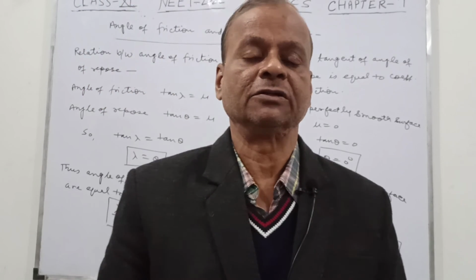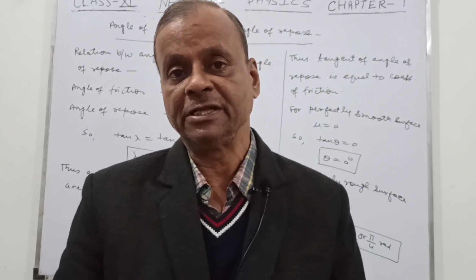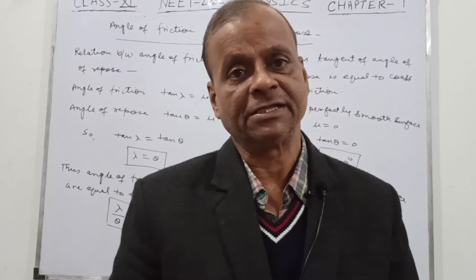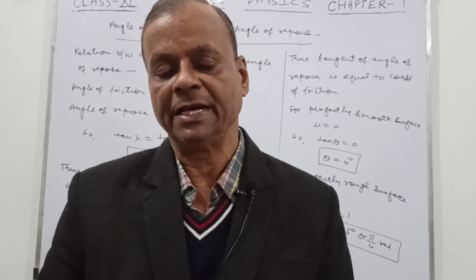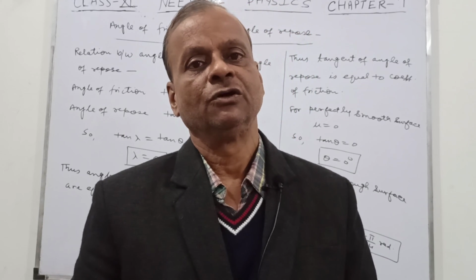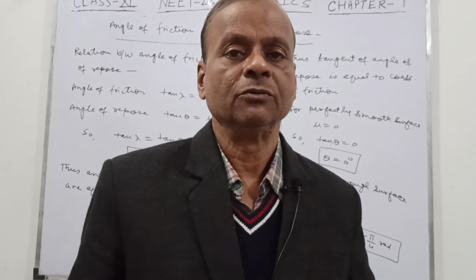So this is about the angle of friction and the angle of repose, and the relationship between them, the maximum and the minimum value. From here you find that the maximum value is 45 degrees and the minimum value is 0 degrees. So this is what the angle of friction and angle of repose are. So thank you very much.